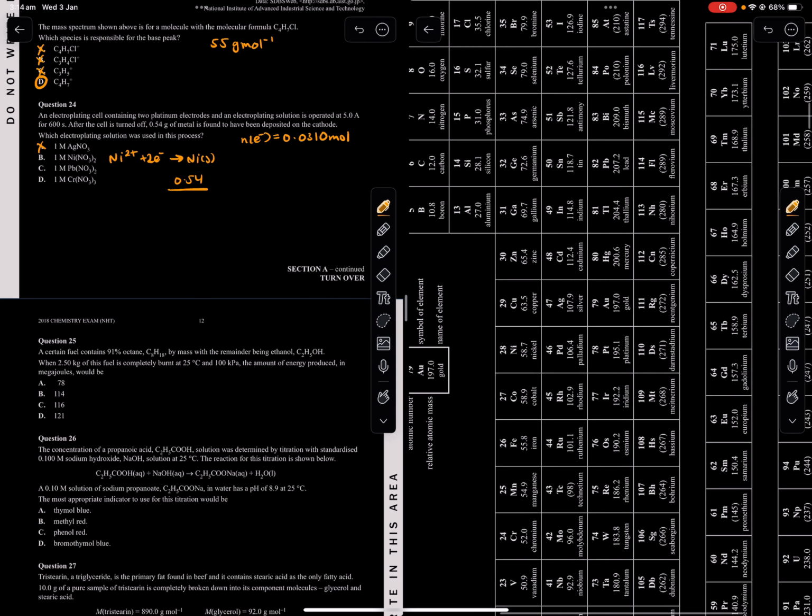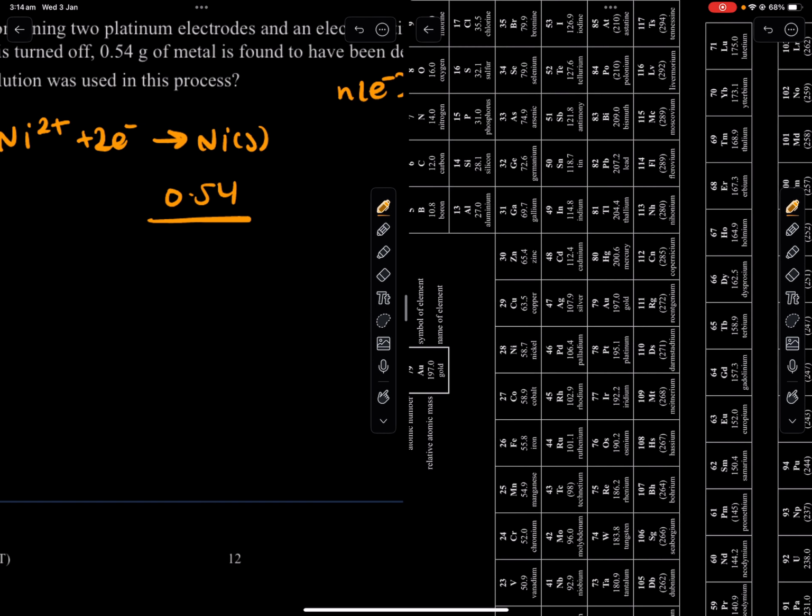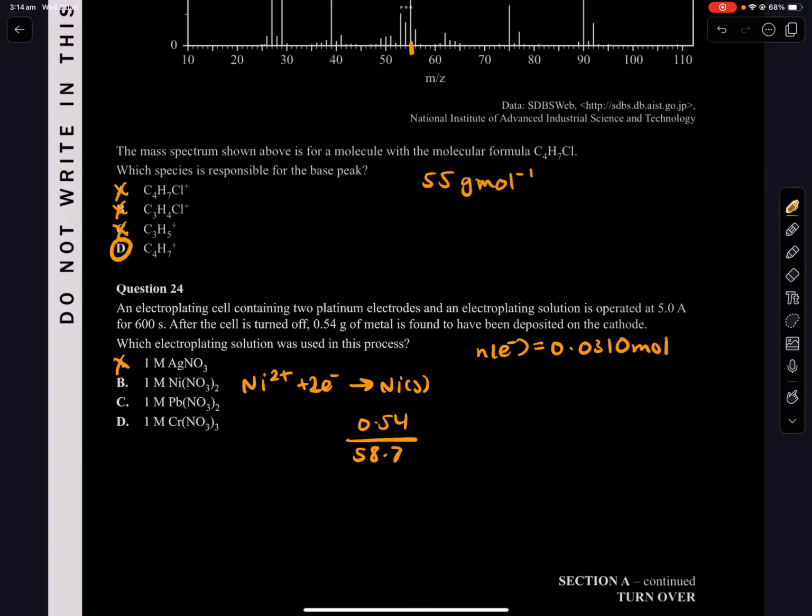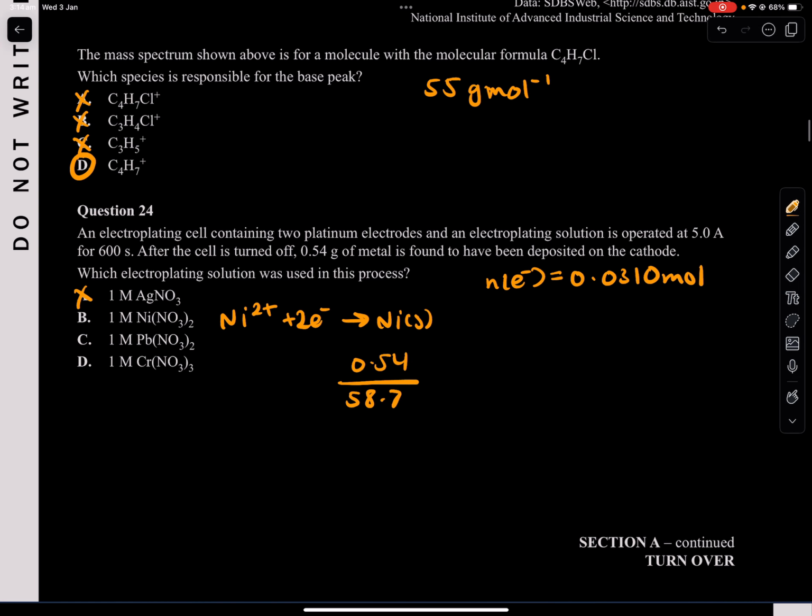Nickel, 58.7. Okay, so let's put that there. So we have 0.54 divided by 58.7, and that gives me 0.0091 mole. This is the number of moles of nickel.